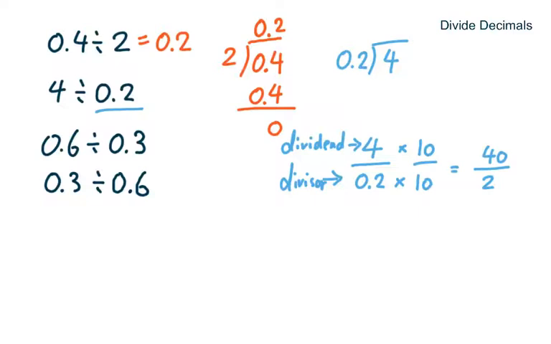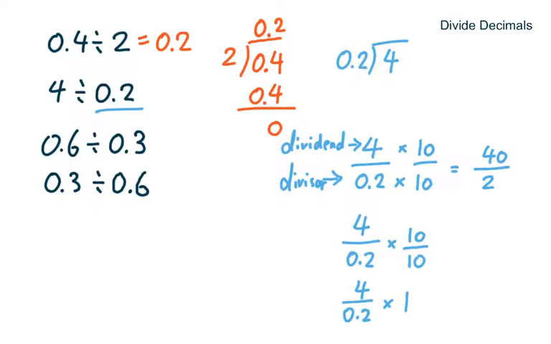So what we're doing here essentially is we are multiplying 4 over 0.2 by 10 over 10, which is equivalent to multiplying 4 over 0.2 by 1. So according to the identity property of multiplication, we know that any quantity multiplied by 1 gives us the same quantity, so it doesn't change our result. And that's why we can do it this way.